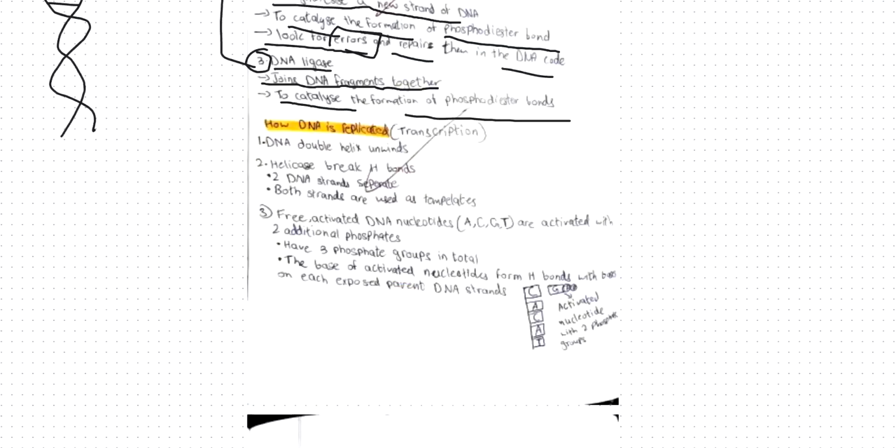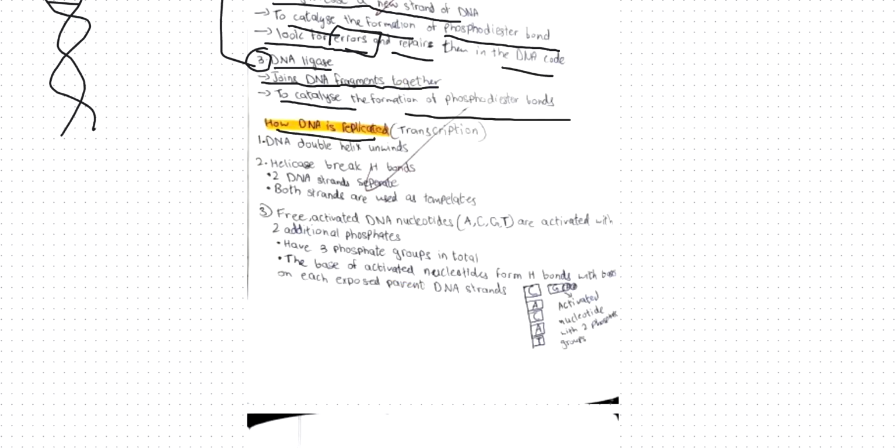So how is DNA replicated? This, remember, is transcription. The first step is that the DNA double helix would unwind. If I had a double helix, this would start to unwind because the helicase enzyme will start to break the hydrogen bonds and it would separate the DNA. Hydrogen bonds are broken because of helicase and the DNA will unwind, and both strands are used as templates.